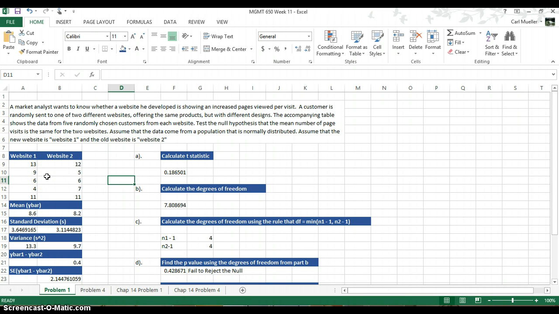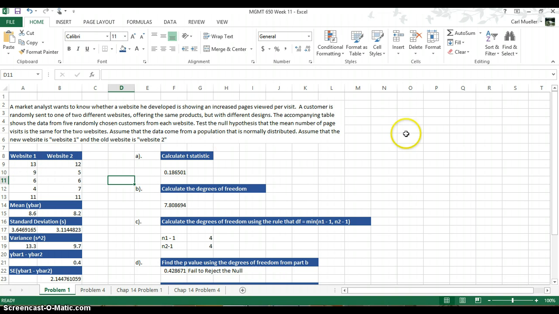So we need to test the null hypothesis that the mean number of page visits is the same for the two websites, and assume that the data from the population is normally distributed, and assume that the new website is website 1, this one right here, and the old website is website 2.